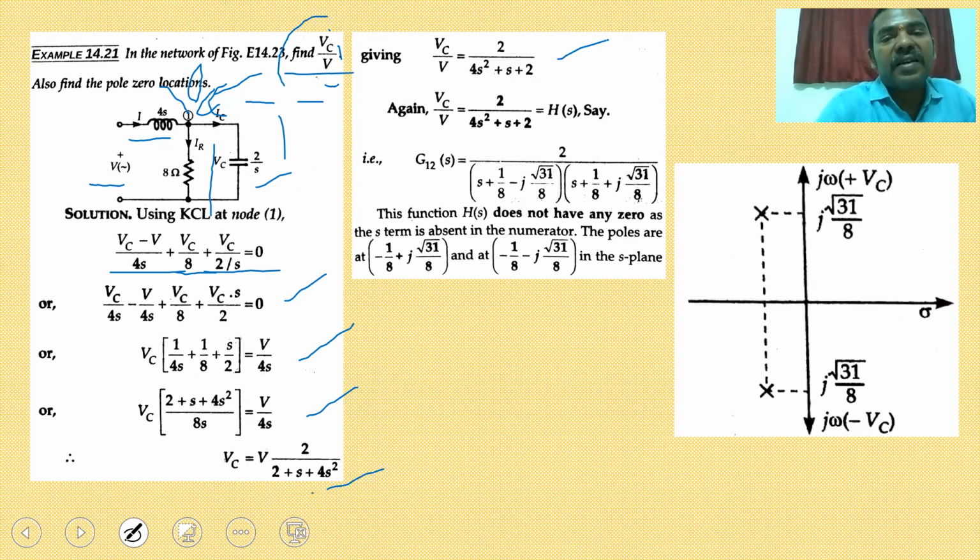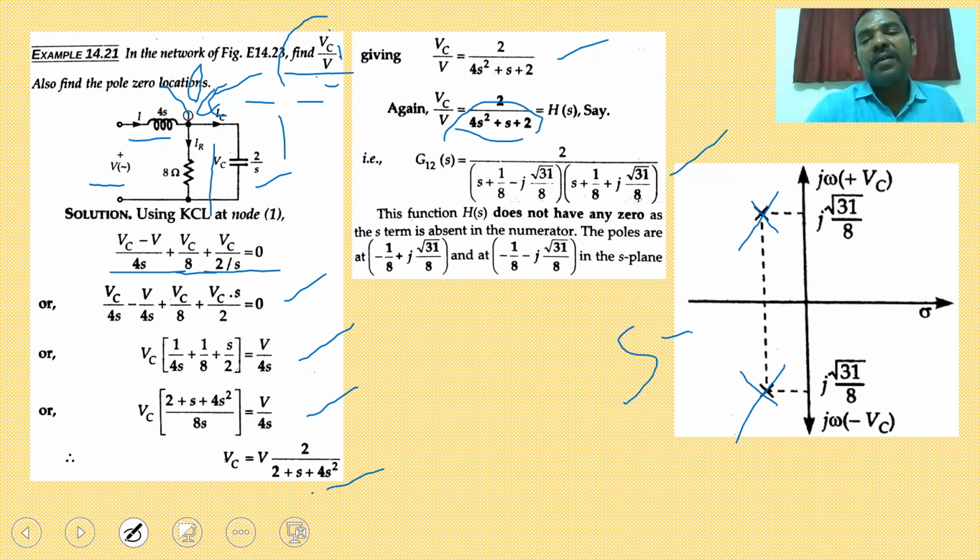So it is a second order equation. We have to go for the partial fractions. After going for the partial fractions, the value will be 2 divided by (S plus 1 by 8 minus j times root of 31 by 8) into (S plus 1 by 8 plus j times root of 31 by 8). So complex conjugates are there. Poles are represented by the cross symbol. So this is your S plot for the given transfer function.